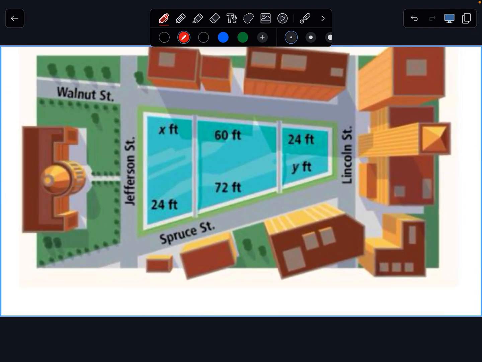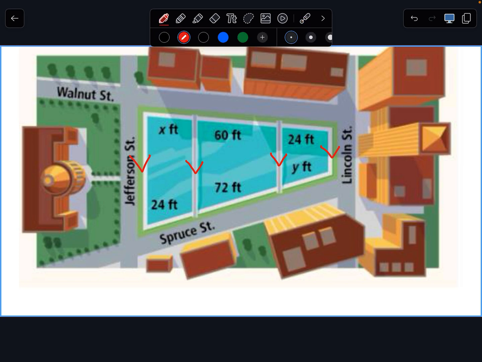So this says that the walkways in between the reflection pool are parallel to each other, and they're also parallel to Lincoln and Jefferson Streets. So what I get here is 4 parallel lines, 1, 2, 3, 4, that intersect 2 transversals, the line on the top and the line on the bottom.